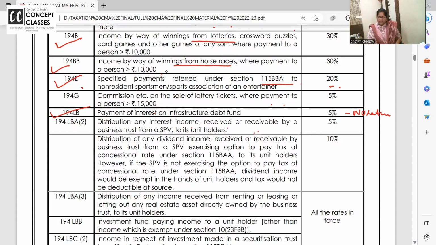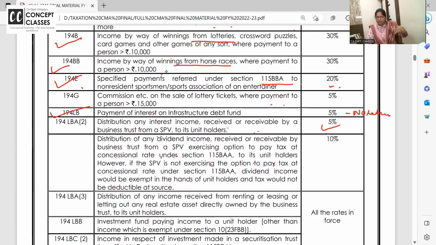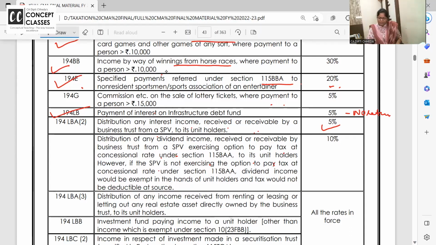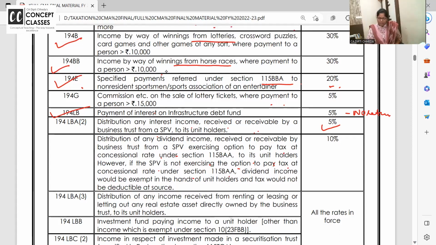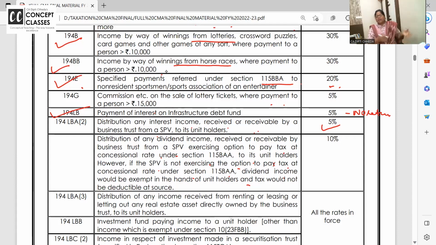So whatever is the interest income received or receivable by a business trust from the SPV, 5%. And dividend received or receivable by business trust from SPV, option to pay tax at concessional rate, they can pay tax at, ये सब आपको एक फ्लो चार्ट में बताया था. However, if SPV is not exercising the option to pay the tax at concessional rate 22% and all, then dividend income would be exempt in the hands of unit holders और फिर कोई TDS डिडक्ट नहीं होगा क्योंकि वो खुद ही पूरा टैक्स भर देंगे. अगर वो concessional rate पे जाते हैं तो फिर unit holders के हाथ में taxable है, then deduct the TDS.